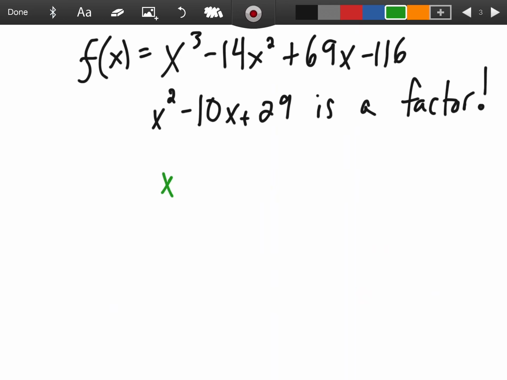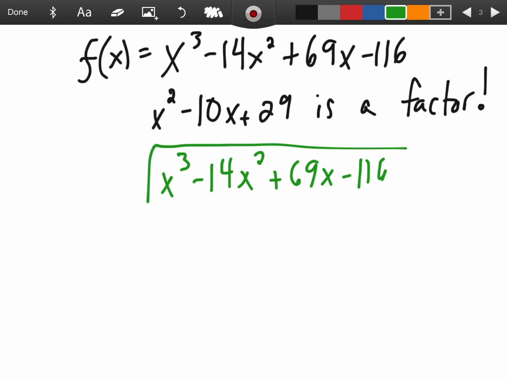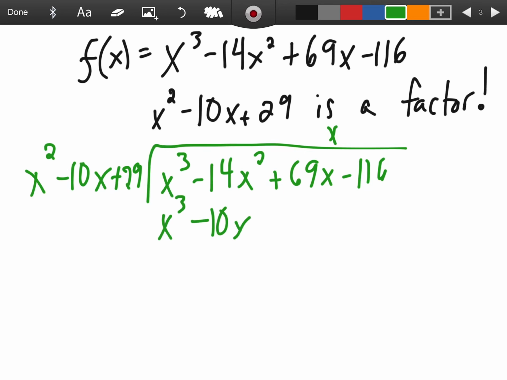We know when we divide, we should get a remainder of 0 because that's what it means to be a factor. So let's just run through this. Minus 116. And we're going to divide that by x squared minus 10x plus 29. All right, so I start off x cubed divided by x squared is just x. Multiply x by everything to the left. X cubed minus 10x squared plus 29x. Throw some parentheses around that so we're not messing up on our negatives.